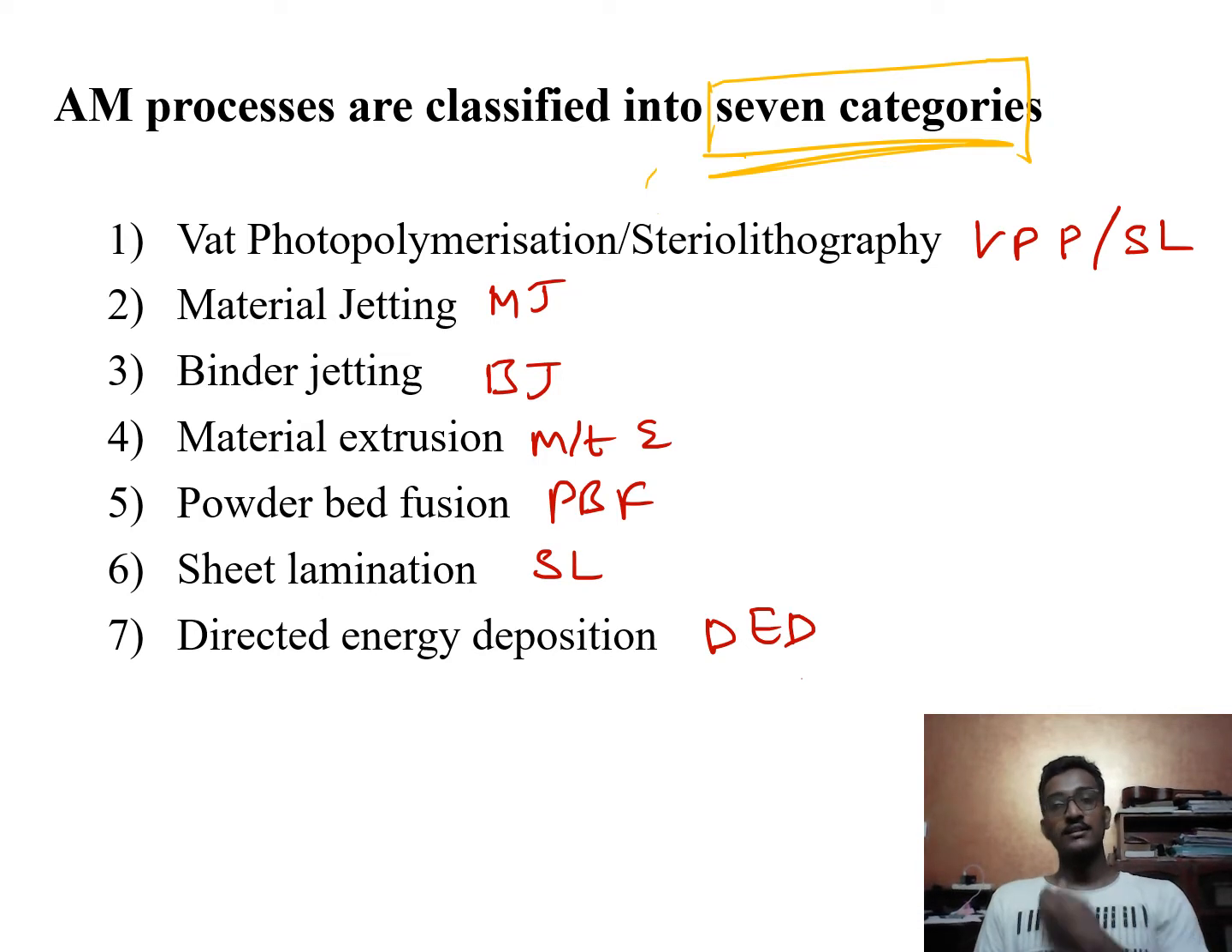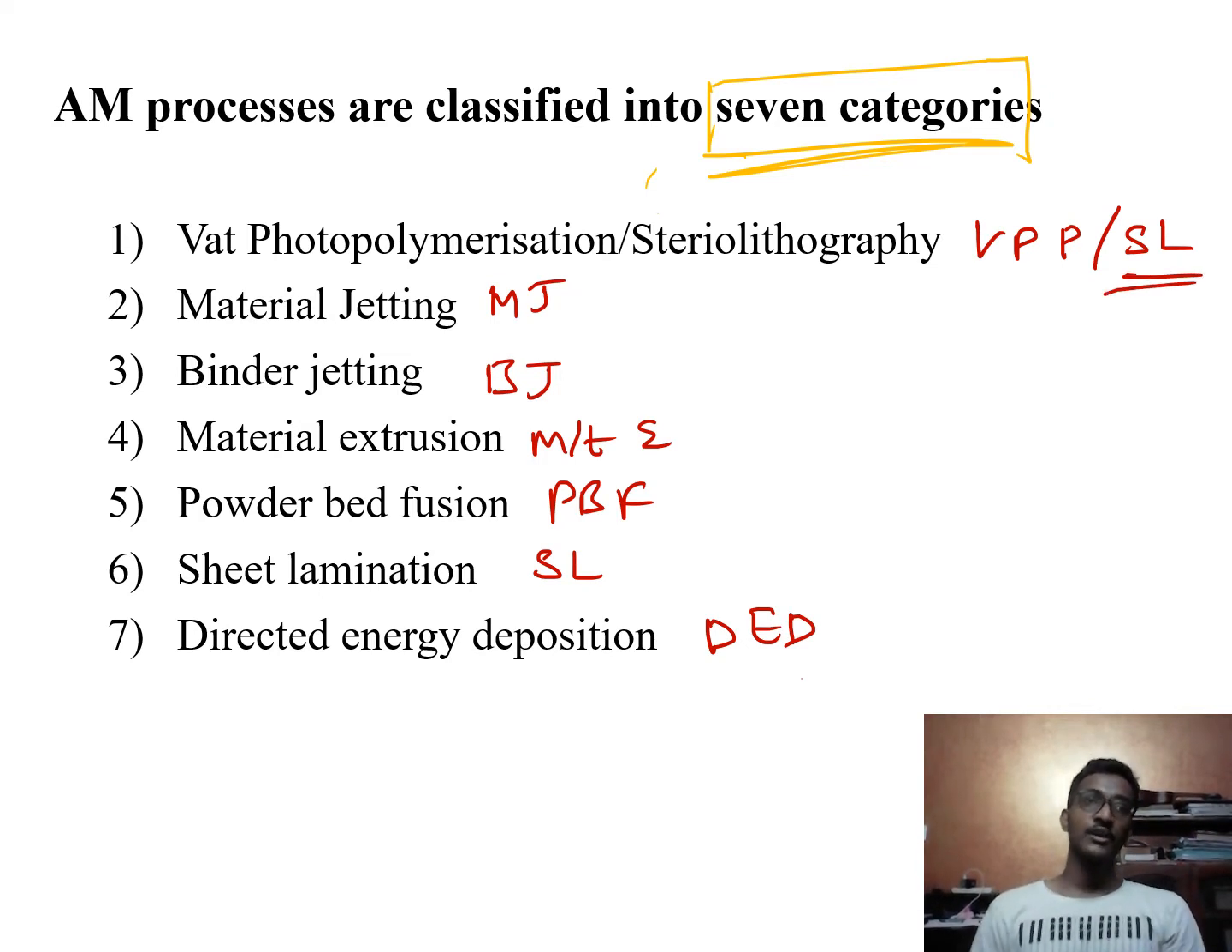The first thing, as the name indicates, is stereolithography. We know that lithography denotes how the light rays fall, and it's a layer by layer process. And material jetting also is a layer by layer process. Binder jetting, just as the name indicates. Then material extrusion. We'll see one by one how it works.